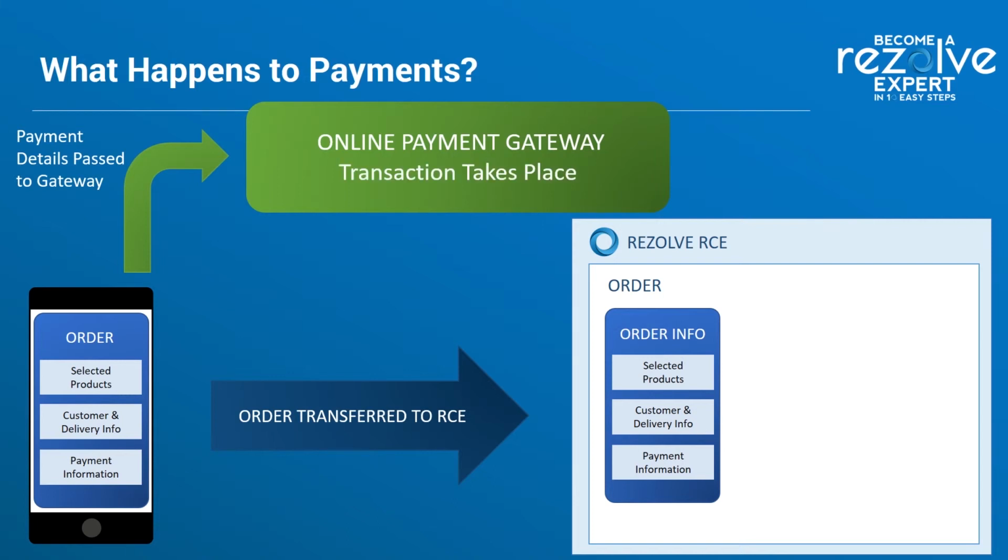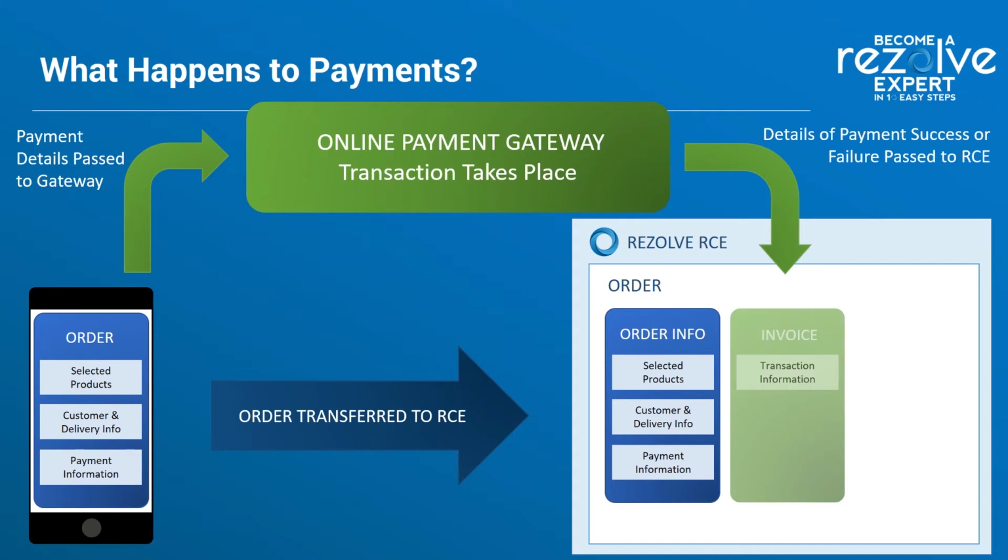The transaction takes place in the online payment gateway, and then the payment gateway contacts the RCE with details about the transaction, whether it was successful or whether it failed, and the amount that was taken, when it was taken, and so on. And all that information gets stored within the order as an invoice. And the invoice contains the transaction information.